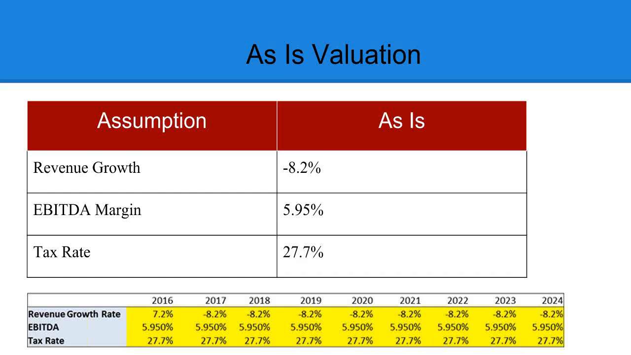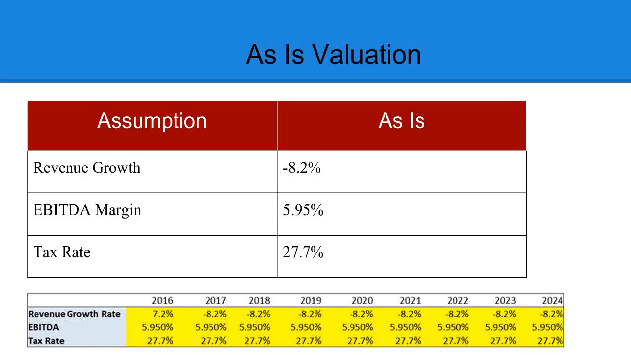So I'll talk about the as-is valuation and then factors affecting our final valuation. If you look over here, we found a revenue growth rate of negative 8.2% for KBR. This was found through the multiples analysis, and we wanted to keep it in line with the growth rate that we calculated based on a tax rate of 27.7% and a WACC, as stated before, of 11.44%. As well, we came up with an EBITDA margin of 5.95%.